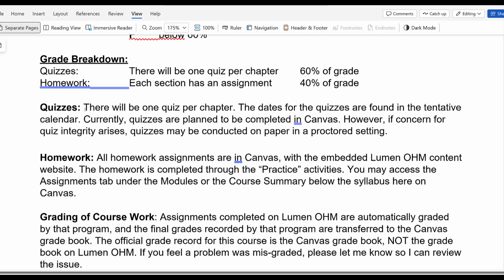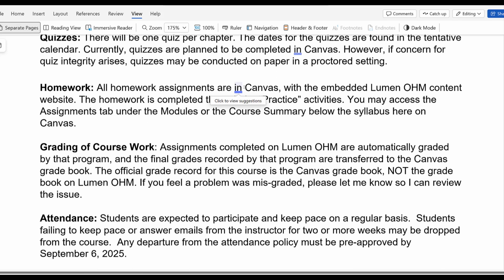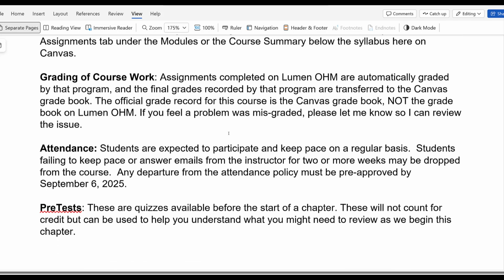Currently, quizzes are planned to be completed in Canvas. However, if concern for quiz integrity arises, quizzes may be conducted on paper in a proctored setting. Homework: all homework assignments are in Canvas with the embedded Lumen OHM content website. The homework is completed through the practice activities. You may access the assignments tab under the modules or course summary below the syllabus here on Canvas.